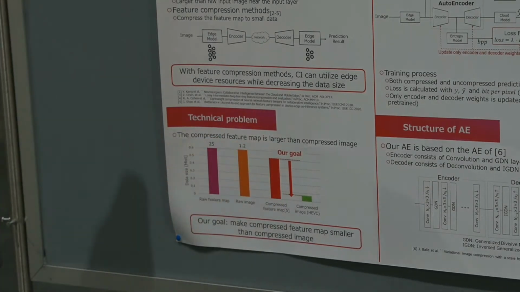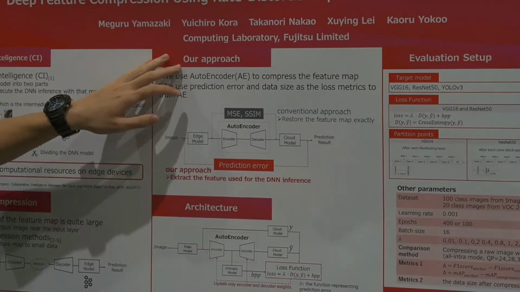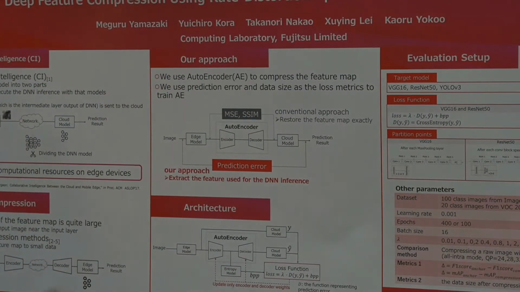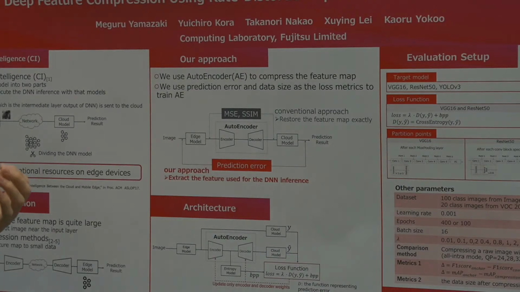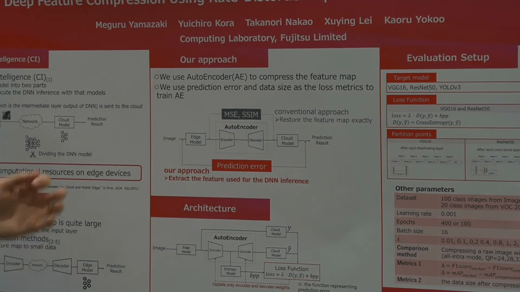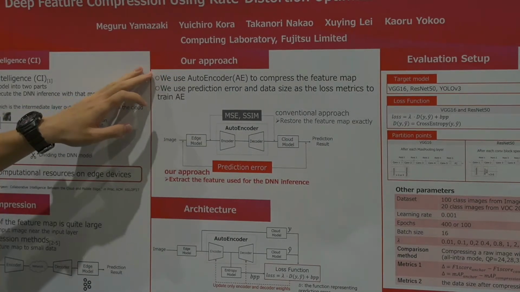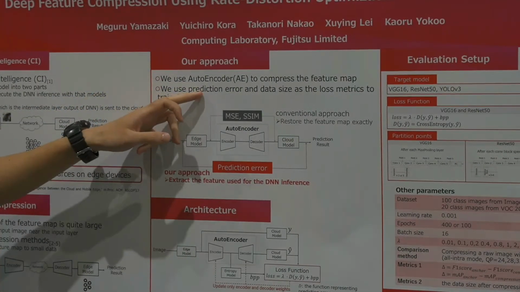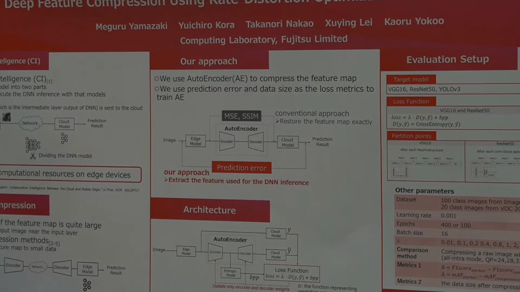To achieve this goal, we take two approaches. First, we utilize an autoencoder to compress the feature map. Recently, autoencoders have achieved very good compression performance in image compression, and we expect to achieve good compression performance with an autoencoder in feature compression. We also utilize prediction error and data size as a loss metric to train the autoencoder.